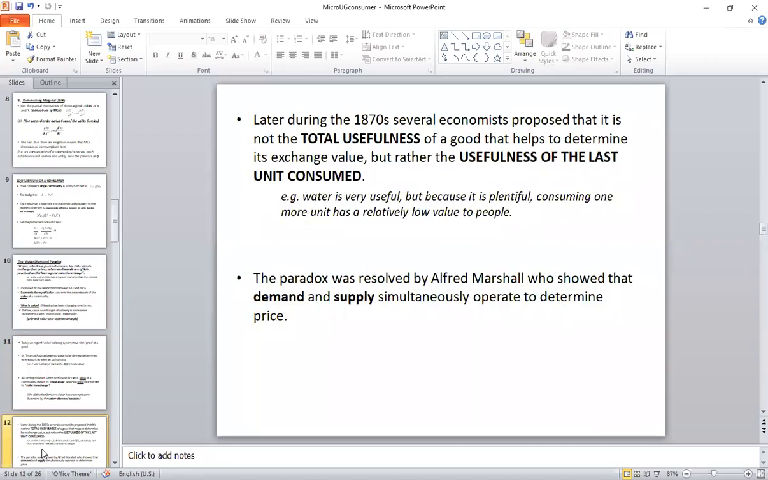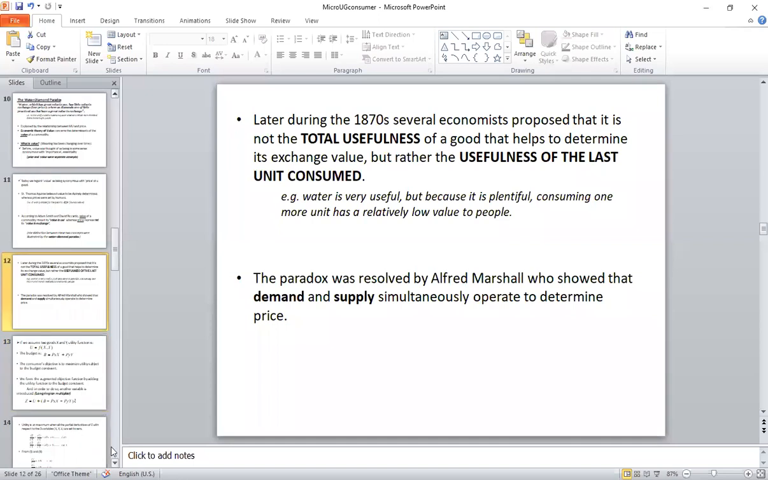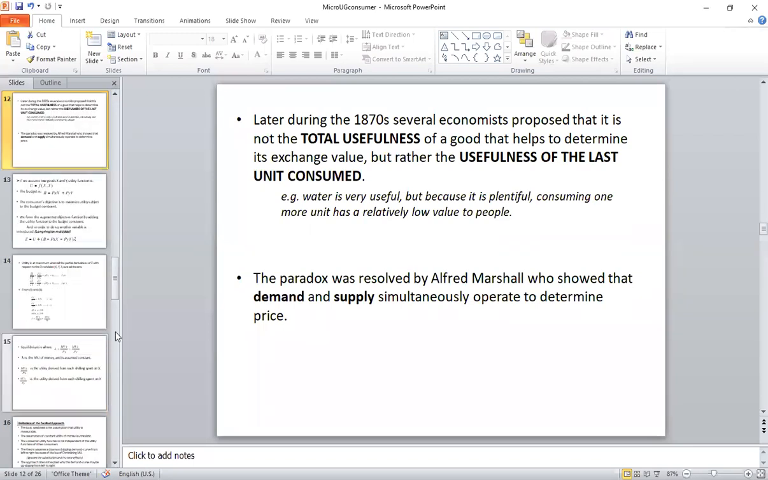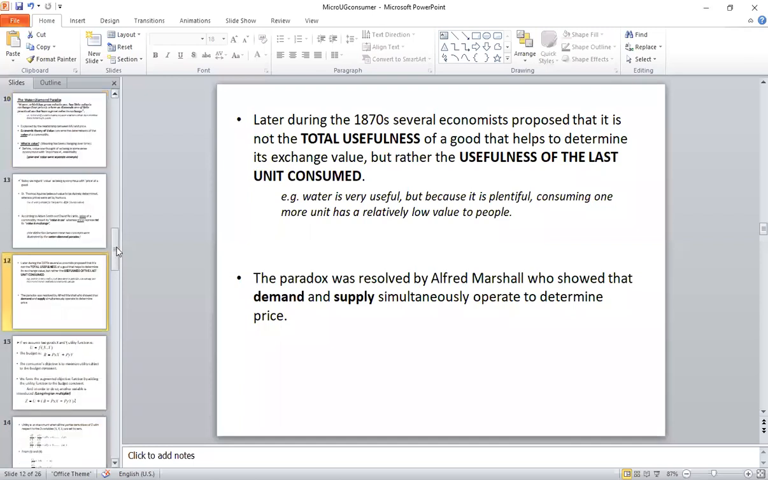So the distinction between these two concepts was illustrated by the water diamond paradox. Several economists proposed that it is not the total usefulness of a good, but rather the usefulness of the last unit consumed. That usefulness of the last unit consumed is the marginal utility. The paradox was resolved by Alfred Marshall, who showed that demand and supply simultaneously operate to determine price. So that was just to divert a little to show why water carries a smaller value in exchange than diamonds.